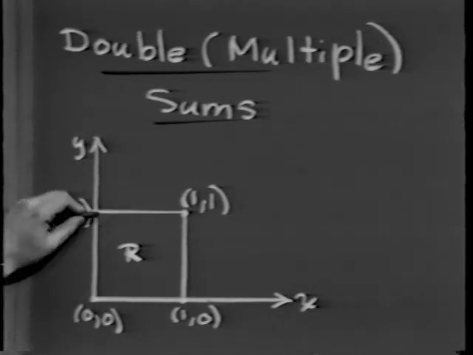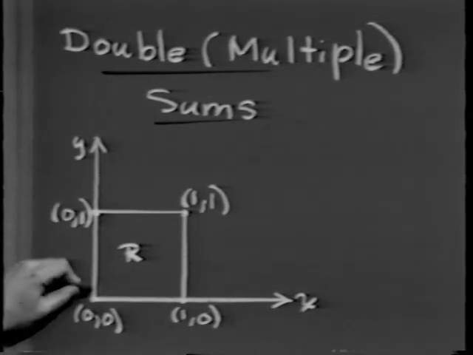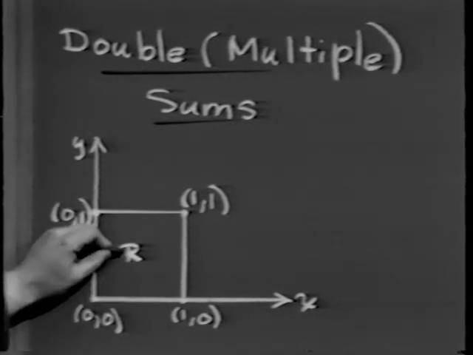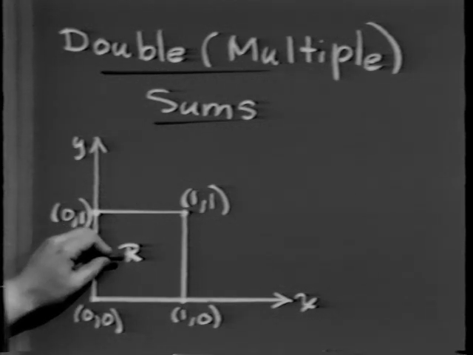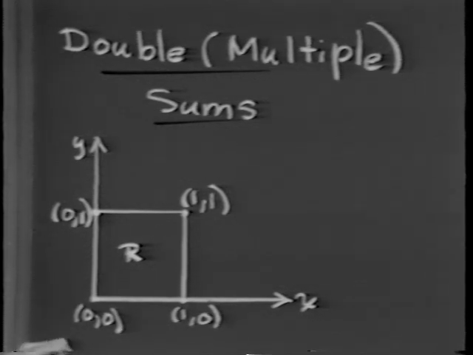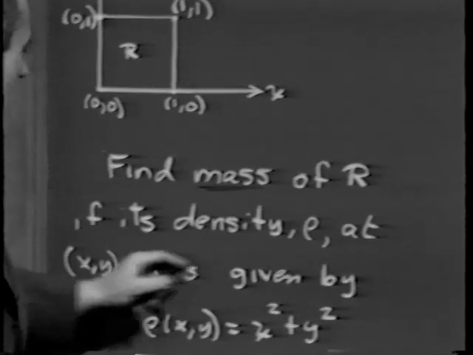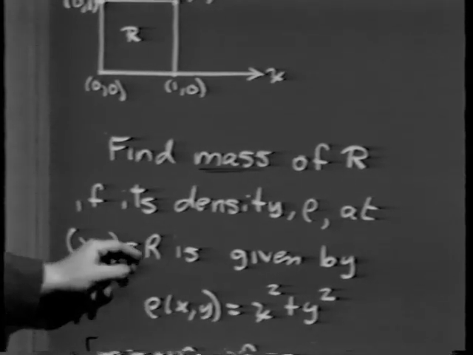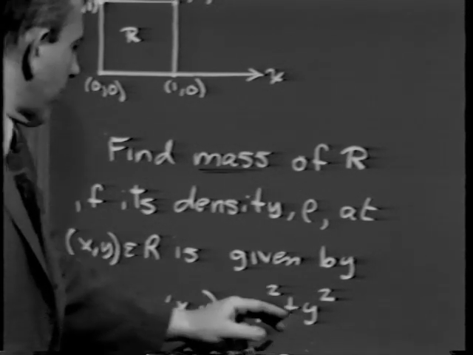Now, what we're going to do is imagine that R is a thin plate, and we would like to find the mass of this plate, assuming that the plate has a variable density. In other words, we want to find the mass of the plate R if its density rho at the point (x, y) in R is given by rho(x, y) equals x squared plus y squared.